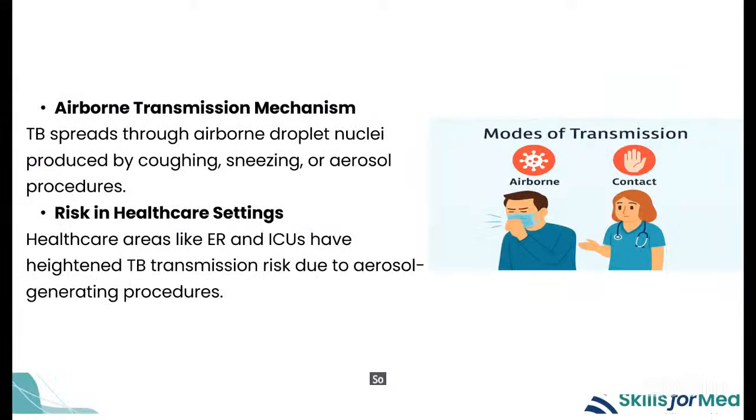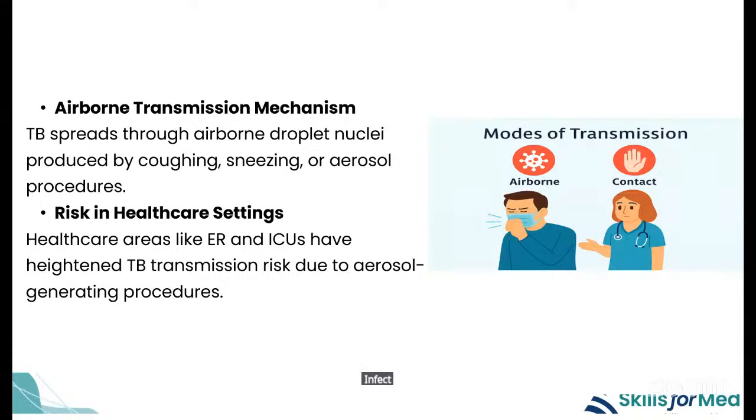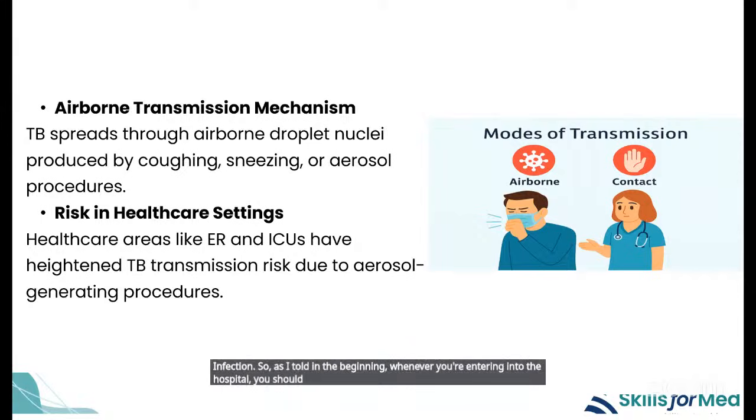Airborne transmission means TB spreads through airborne droplet nuclei produced by coughing, sneezing and aerosol procedures. In healthcare settings like the ER and ICU, people are highly exposed. They are open, and we never know which patient is carrying which infection. So as I told you in the beginning, whenever you are entering the hospital, you should treat everyone as infectious. It's not only that if a patient has TB I should wear a mask, or if a patient is HIV positive I should wear gloves.